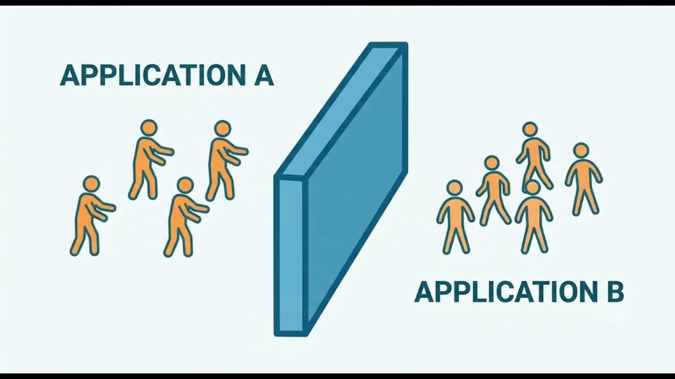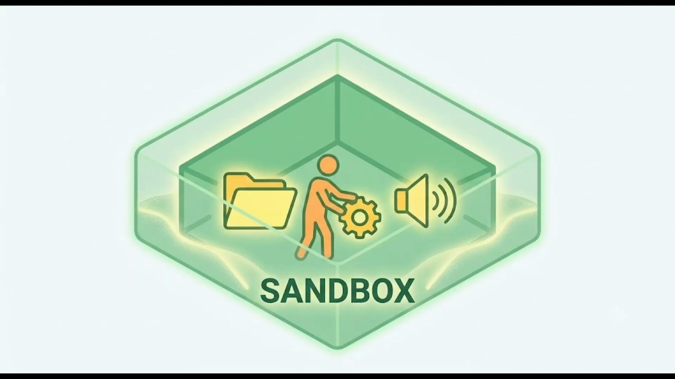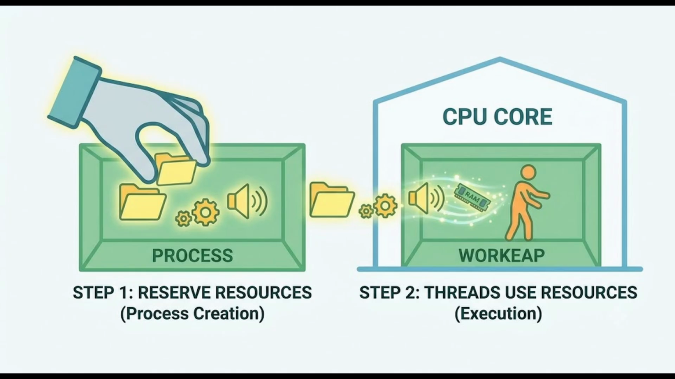The main reason a process boundary is used is to provide security walls between threads of different applications. The thread of one app cannot and should not interact with the threads of another application. Processes act as a sandboxed environment. They reserve resources and the threads use those resources while getting executed in the CPU cores. They cannot access the resources of another process.